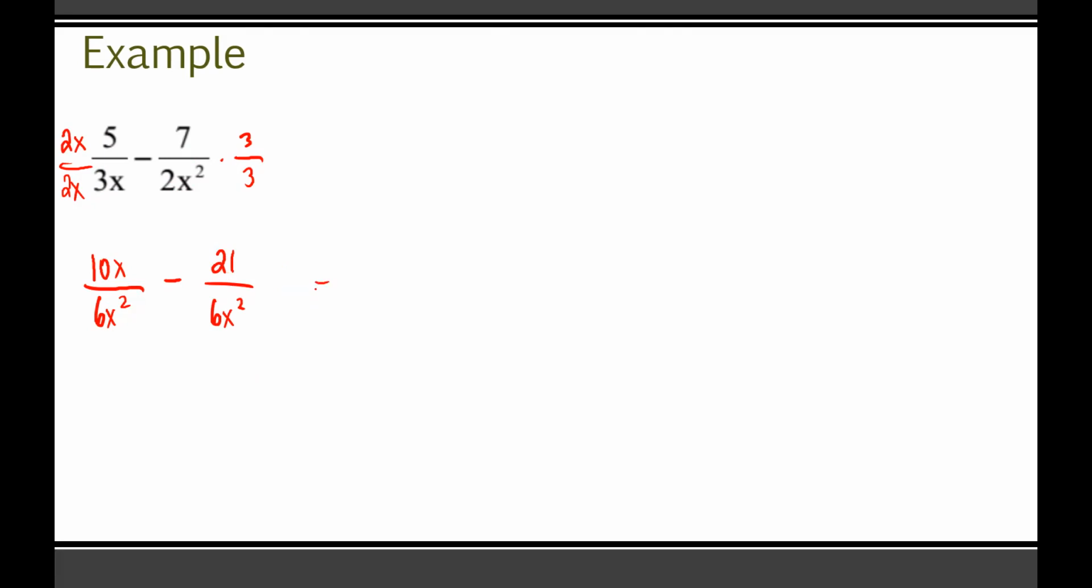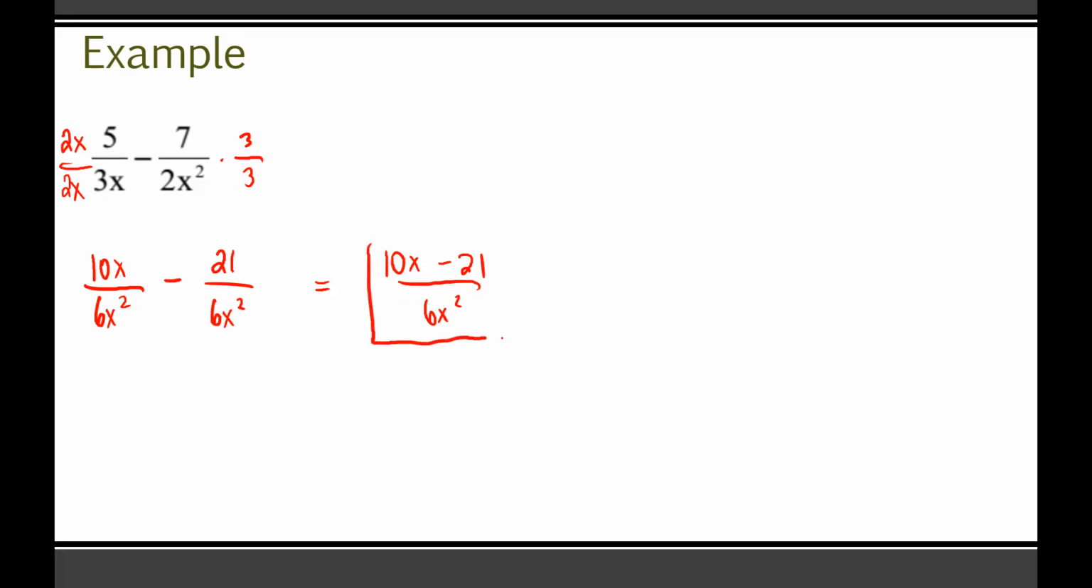There's nothing to expand out here. We just subtract the numerators, so it's 10x minus 21. Not much I can do with that, so it's just 10x minus 21 all over 6x squared. This brings us to the final step. If there is anything you can do to factor this, please do. In other words, for 10x minus 21, you should ask yourself, is there anything that comes out of both those numbers? Well, the reality is in this case, there isn't actually.